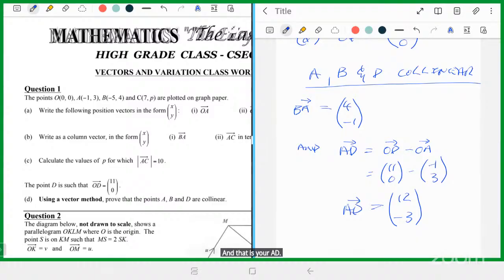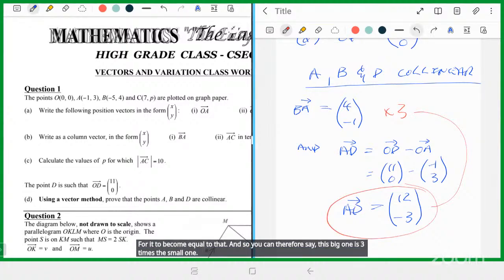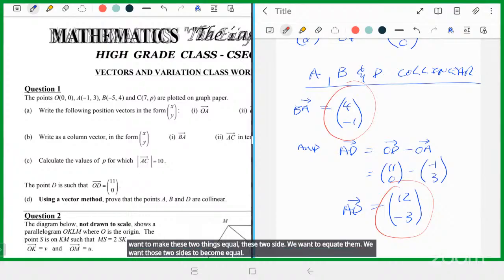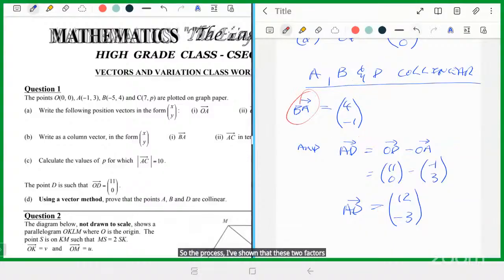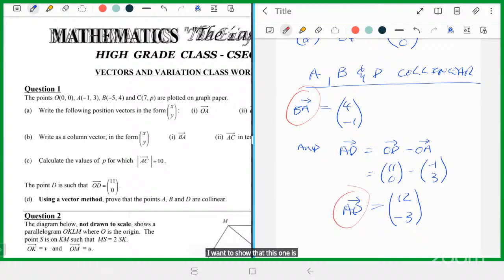And with these numbers, it is clear that you have to multiply this one by 3 for it to become equal to that. Right? And so you can therefore say this big one is 3 times the small one. Or if you follow the process that we did in class, we want to equate those two sides. So the process of showing that these two vectors are parallel is to bring them to a state where we can equate and show one as a multiple of the next. I want to show that this one is a multiple of that one, or vice versa.